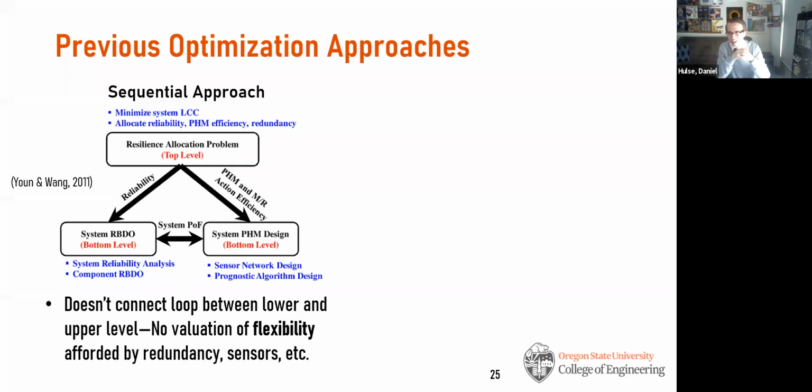Our hypothesis in this work is that if you go through an approach like this, it doesn't really connect the loop between the upper and lower level. And so there's no valuation of the flexibility you get from redundancy at the top level that can then be used by the resilience policy at the lower level, and vice versa.